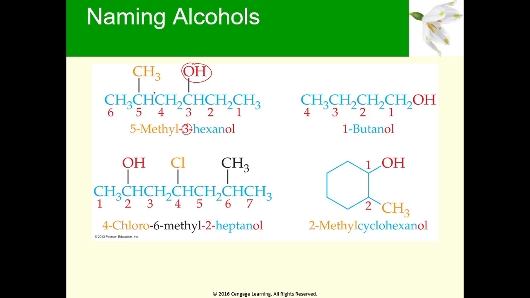Now, we also have another substituent, a methyl group at position number 5. Kasi nga, establish natin yung direction of numbering because this end contains the OH. So that's why its name is 5-methyl-3-hexanol. Ito naman ay very straightforward siya kasi the name of the parent chain is 1, 2, 3, 4. So that's met, et, prop, but.